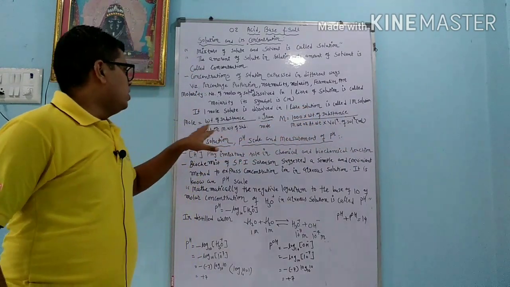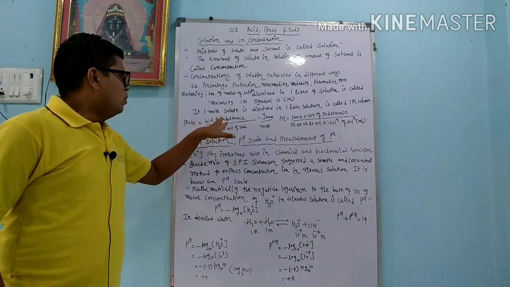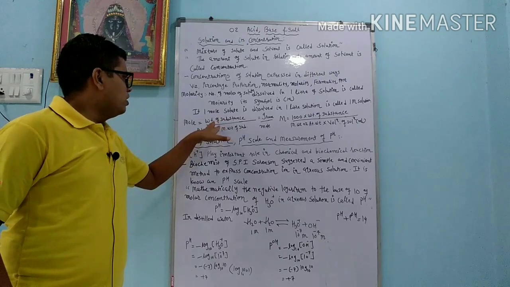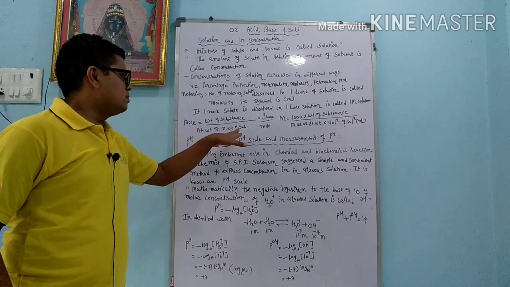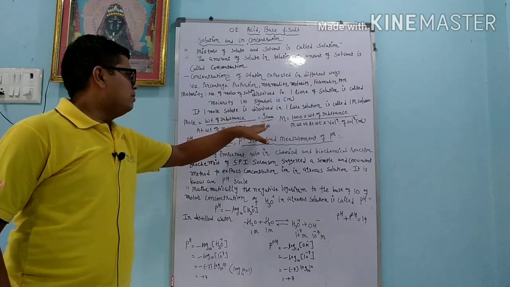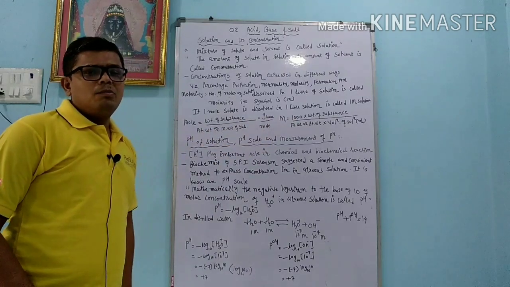In the same way, you have to understand the formula of the mole. What is the mole formula? Weight of substance divided by atomic weight or molecular weight of substance, and the unit is gram divided by mole. So the formula for the unit also you have to remember: gram per mole.